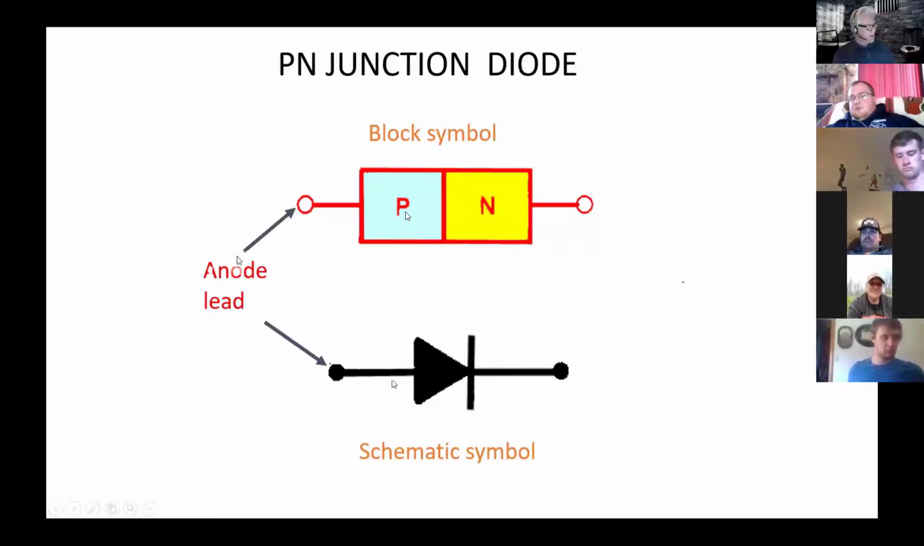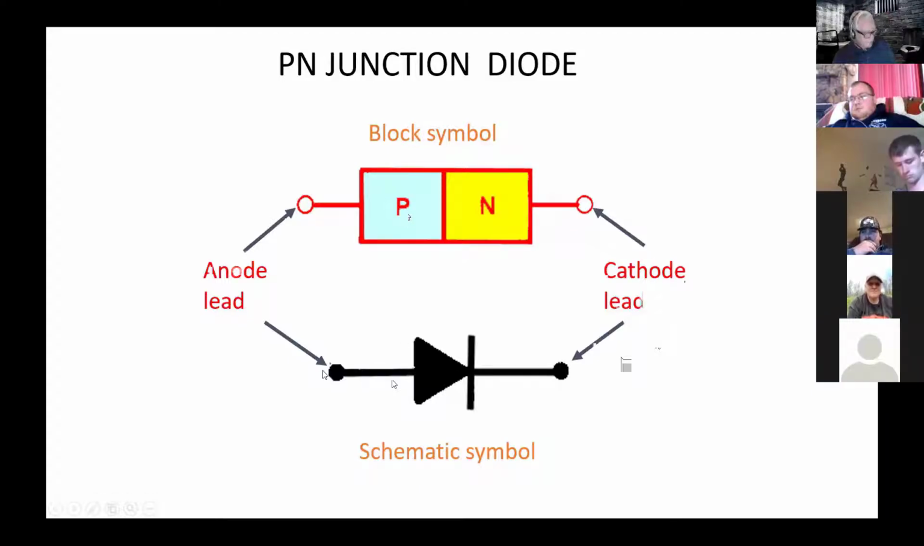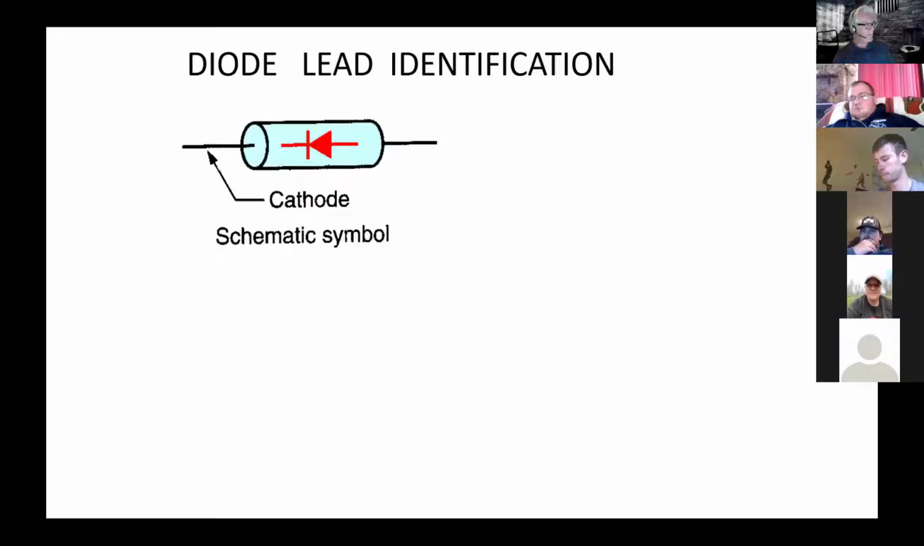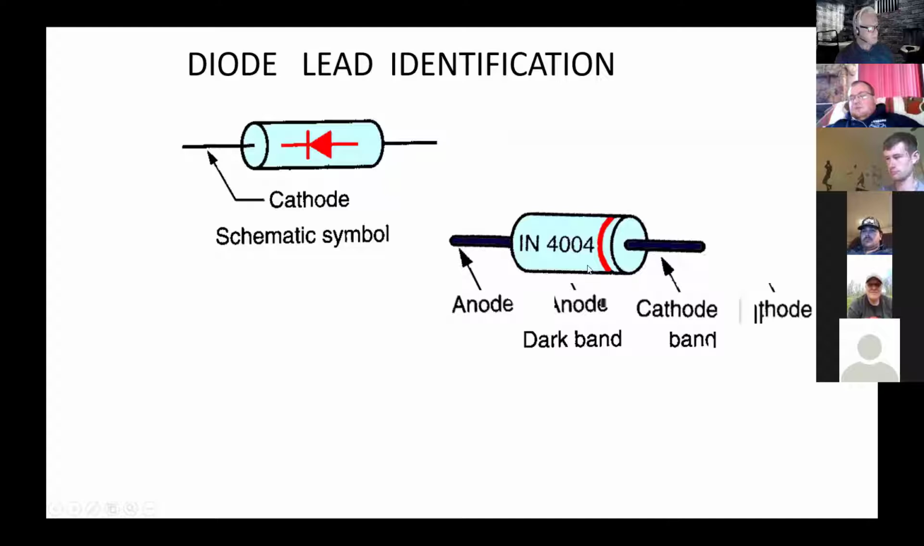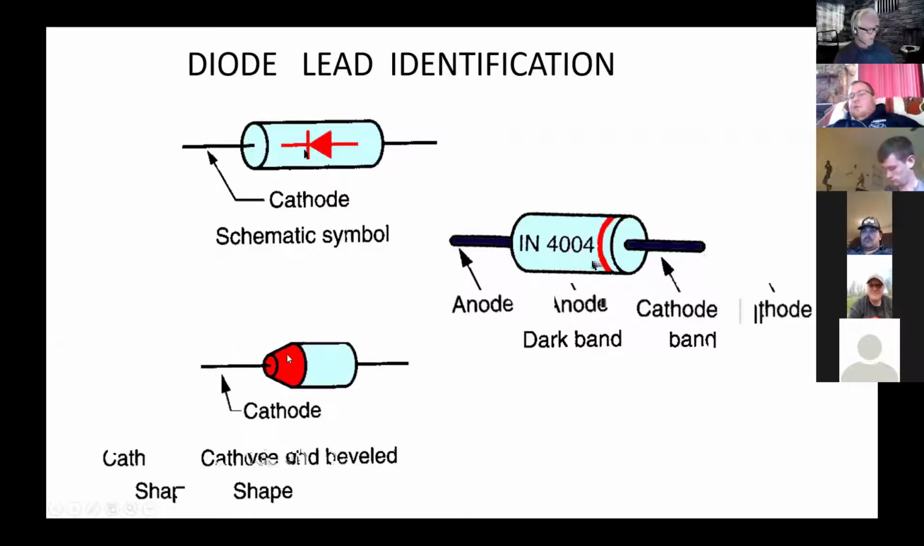The anode is the P side that we would normally hook to the positive side. The cathode is the negative side. Conventional current flow goes the direction of the arrow, anode to cathode. You might identify a diode by the schematic symbol on the outside. Sometimes they use a band. The band represents this line here, so the current would flow anode to cathode this way. Sometimes they taper the end so it would flow that way.